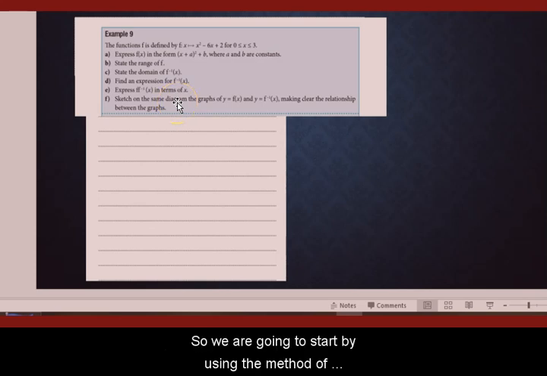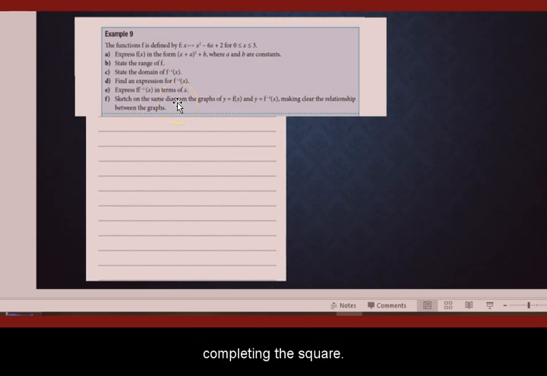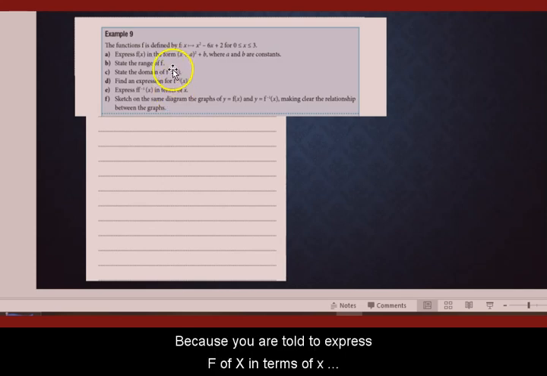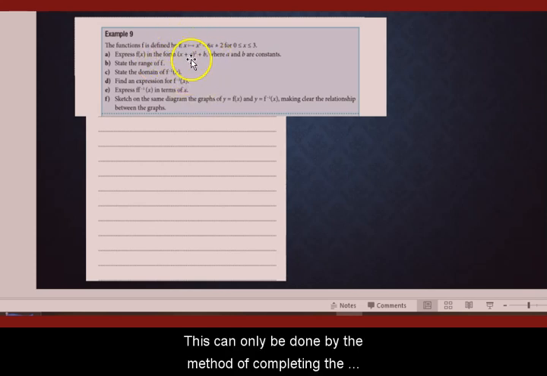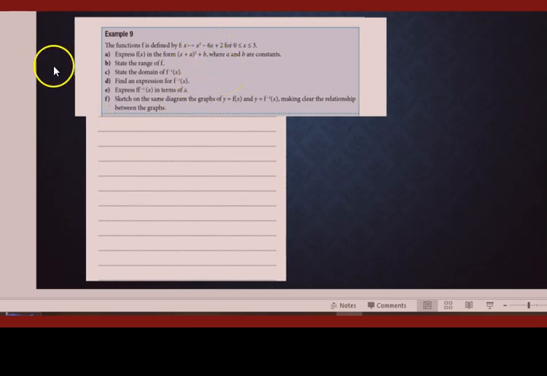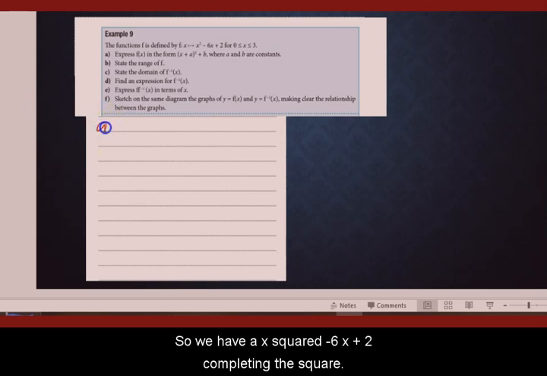So we are going to start by using the method of completing the square, because you are told to express f of x in terms of (x plus a) squared plus b. This can only be done by the method of completing the square. So let's see. We have x squared minus 6x plus 2.